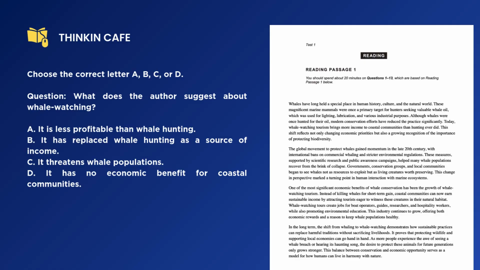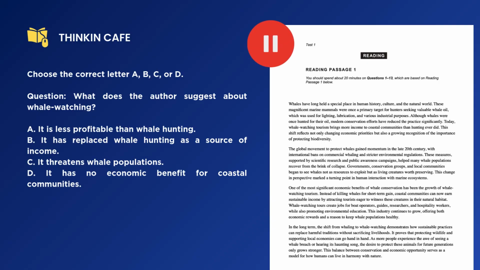Look at the question. What does the author suggest about whale watching? The word suggest means we're talking about an opinion that might not be directly expressed. Now pause the video and read through the question, and then choose your keywords. Suggest and whale watching are good quality keywords. Now skim read the options from A to D. Skim read means to review written text quickly to understand the main point.